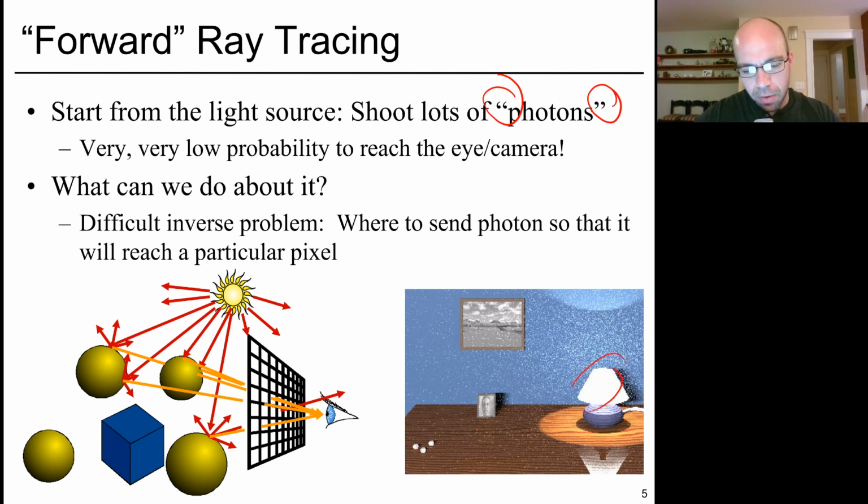And then we're going to use that as some external information during a second pass where we actually do the rendering. And this is all to avoid a really, really hard inverse problem, which is how can I figure out where to send a photon so that it actually reaches a particular pixel or the location of your eye. So this is the problem that we want to avoid.